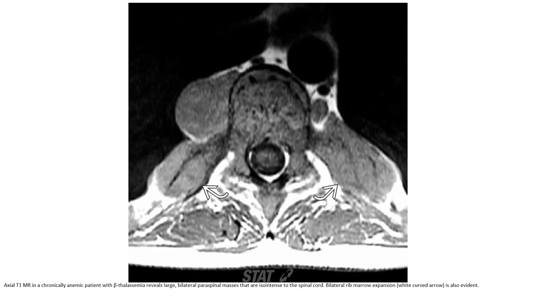T1 in a chronically anemic patient with beta thalassemia reveals large paravertebral masses that are isointense to the spinal cord. Bilateral rib marrow expansion is also evident.